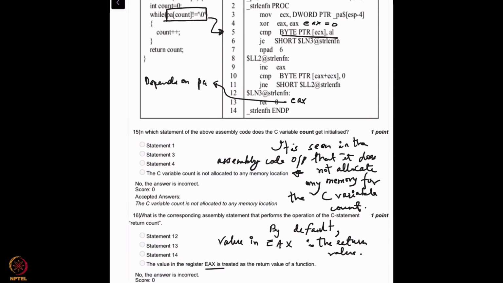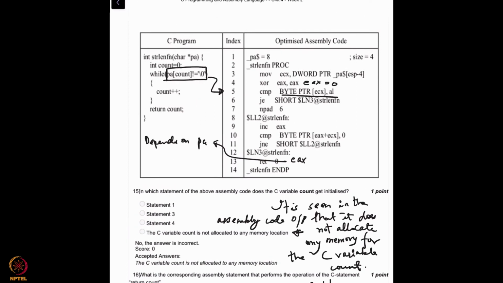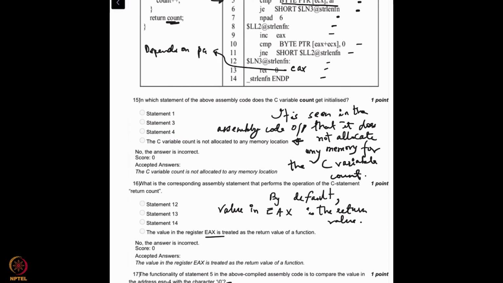Moving on to question 15. In which statement of the above assembly code does the C variable count get initialized? Okay, let's look at whether the C variable count is initialized in any of the statements here. We can see that in none of the statements is this variable count even initialized, right? So we see in the assembly code output that it does not allocate any memory for the C variable count, and hence this is the right answer.